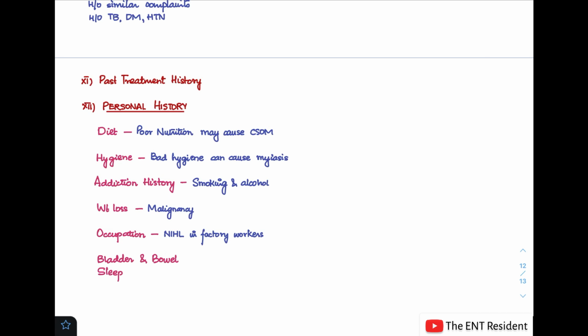Once we have written down the chief complaints, we usually write two to three. We describe all of those chief complaints in detail under history of present illness, where each of the features of the complaints is described. Then we move on to past history. In past history, we describe any surgical or medical history which can be associated with the ear disease. Then we move on to family history, past treatment history, and last of all, personal history, which includes addiction history. In the case of females, you should also take a detailed history of their menstrual cycle. So this completes our history taking in an ear case.